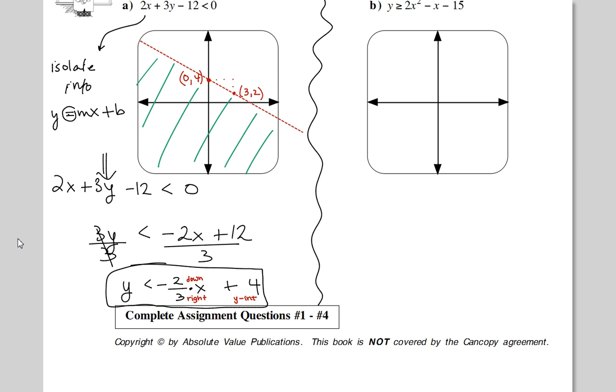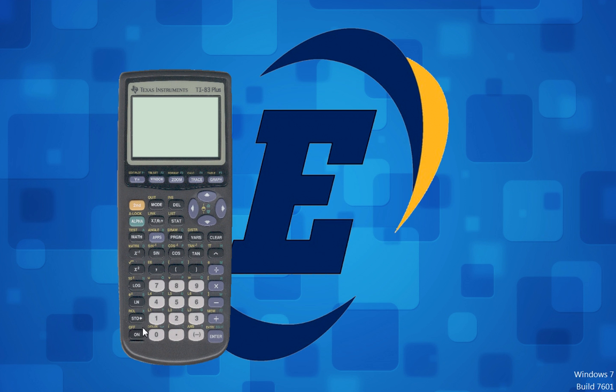Now we were supposed to use the calculator for this, which I don't feel helps at all. So watch what I have to do with the calculator. I personally don't feel it does much. For the calculator, you have to get it into y equals format. So you still have to do that algebra. So what was it again? Negative 2 divided by 3x plus a 4.